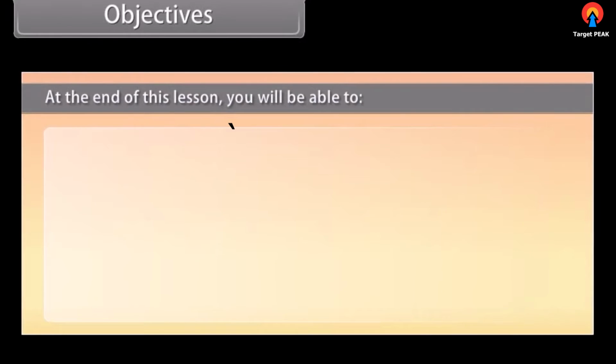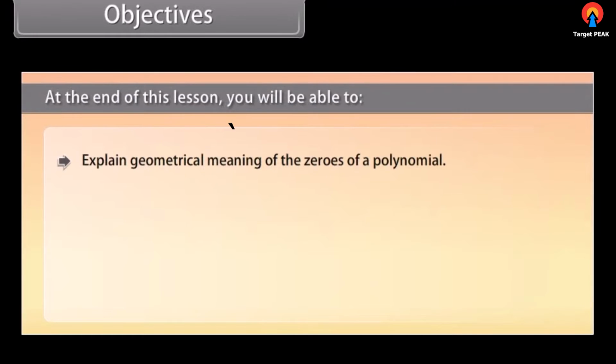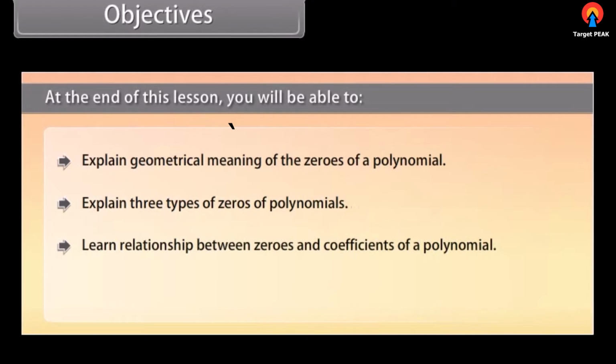At the end of this lesson, you'll be able to explain the geometrical meaning of the zeros of a polynomial, explain 3 types of zeros of polynomials, learn the relationship between zeros and coefficients of a polynomial, and explain the division algorithm for polynomials.